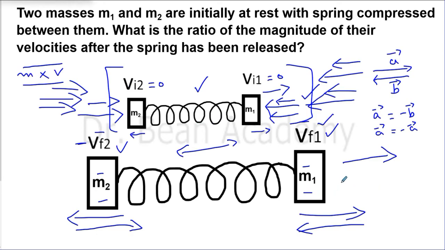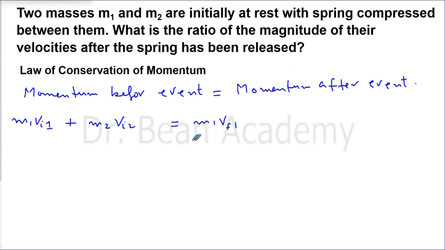Just remember that we imagined that if velocity is directed towards the right, we take it positive, and if velocity is directed towards the left, we take it negative, because they are in opposite directions and we have to mention it in the equation. So I will write vf2 as negative, because it is directed exactly opposite to vf1. So when I write the momentum of mass m2, I will write minus m2 vf2, the final velocity of mass m2.